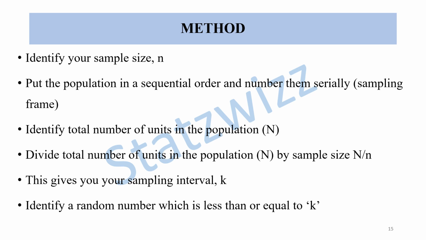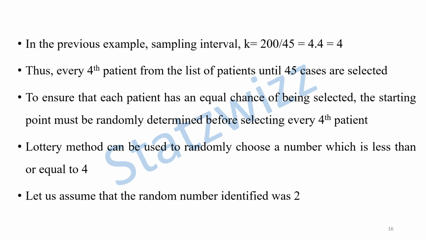Then we need to divide the capital N, that is the sampling frame, by our sample size, which will give us a number that is known as the sampling interval. So in the previous example, I said every fifth patient or the fourth patient. To calculate that fifth or fourth, which is known as K here, we follow this procedure.